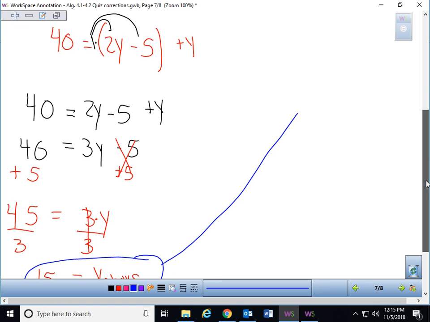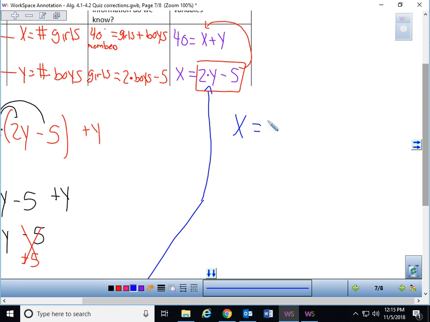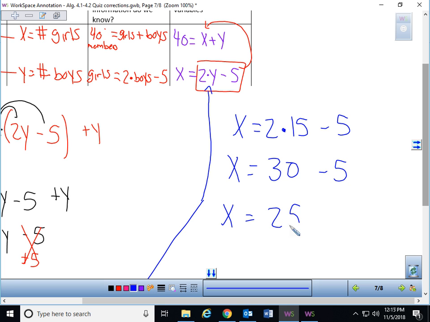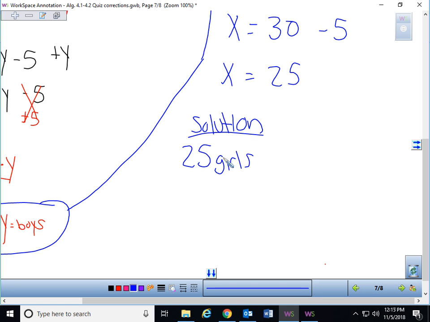But to figure out the girls, I'm going to take this value, scroll back up, and plug it in to the second equation to find girls. So this gives me x equals 2 times how many boys? 15, minus 5. So I have x equals 2 times 15 is 30. Take away 5. This tells me that the number of girls is 25. So let me just put this into words here. I have 25 girls. I should say solution. 25 girls and 15 boys.